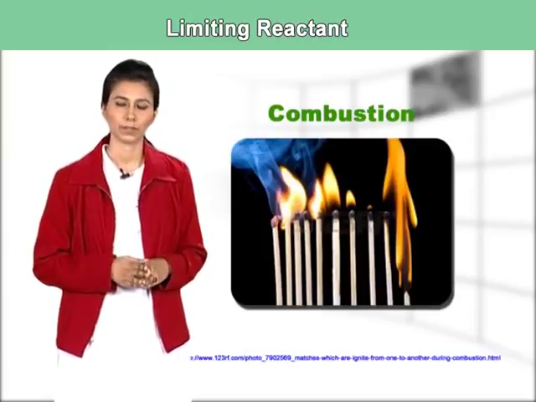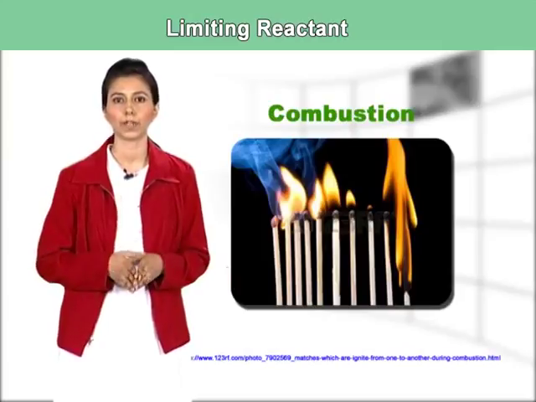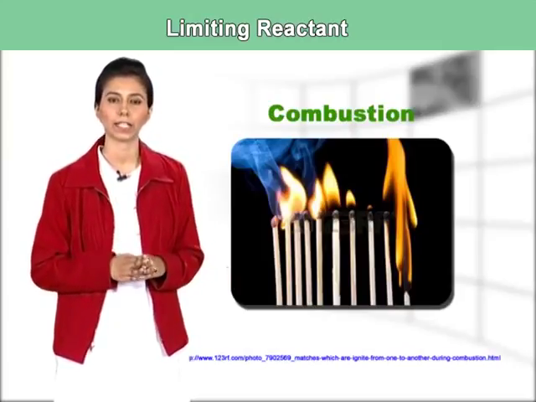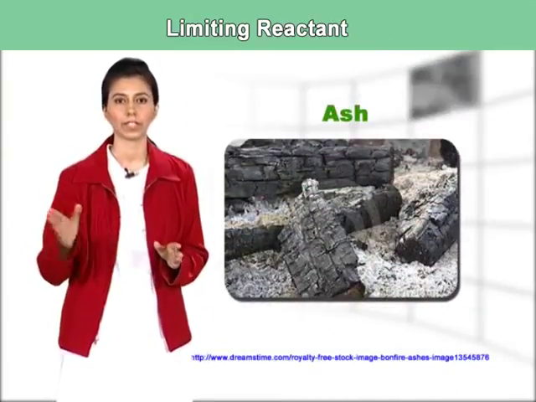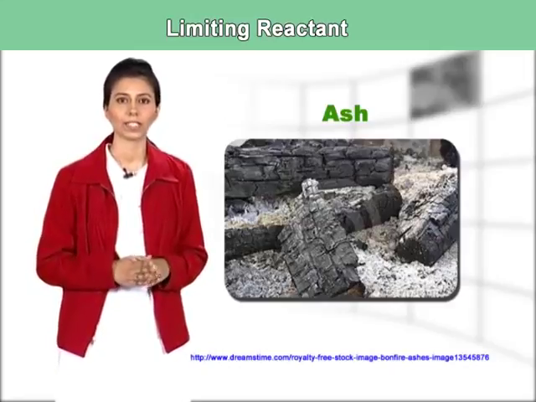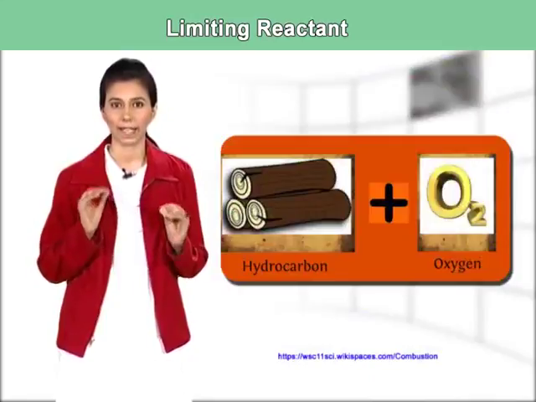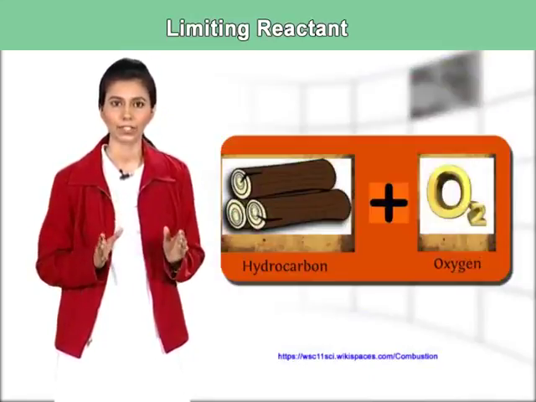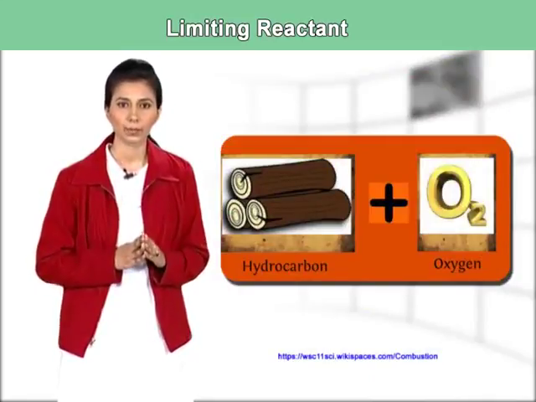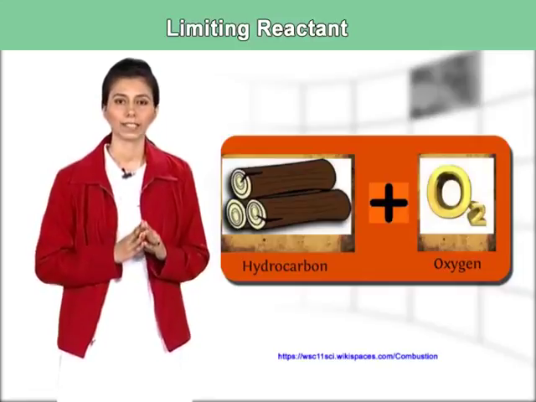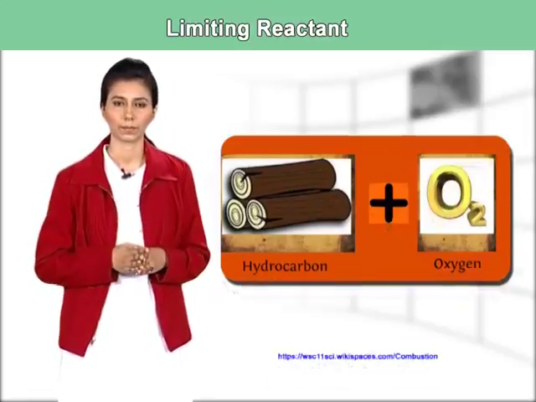Like in combustion, excess oxygen is provided to an organic material to make it burn. At the end of the reaction, the organic material is consumed, but the oxygen is still there. So oxygen is the excess quantity, the excess reagent, and the organic material which was burning is the limiting one.